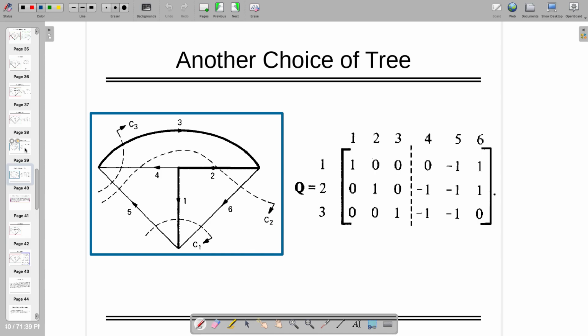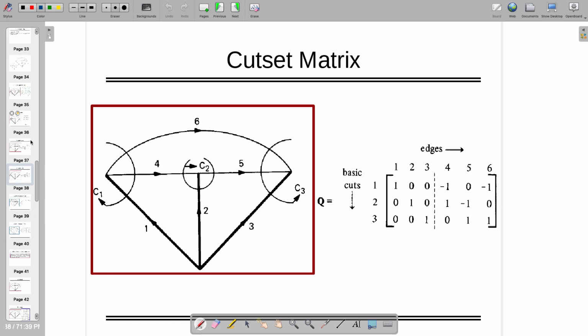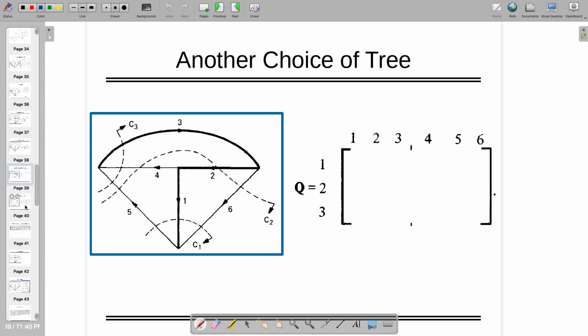Is it the same as what we did? Oh, this is another choice. Is it matching the answers? Okay. If not, then we can revisit again.